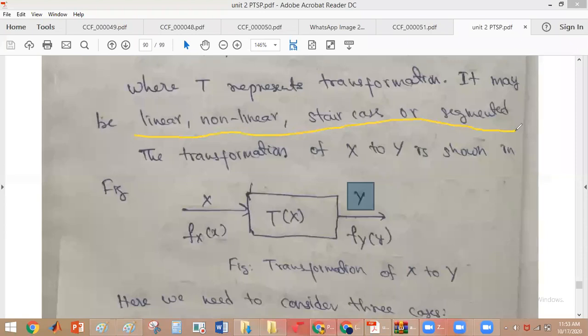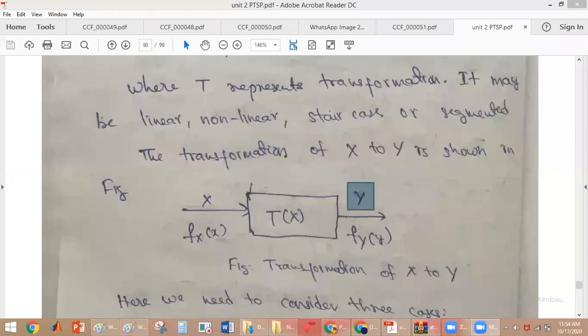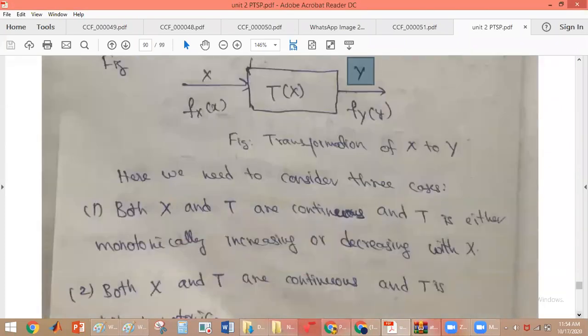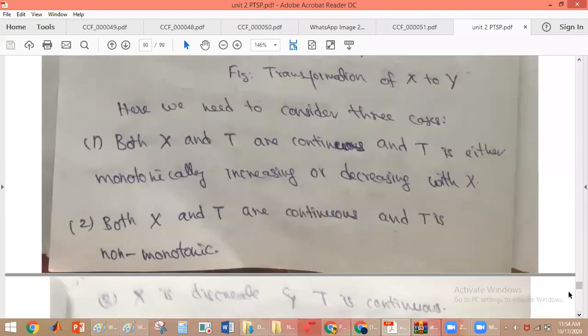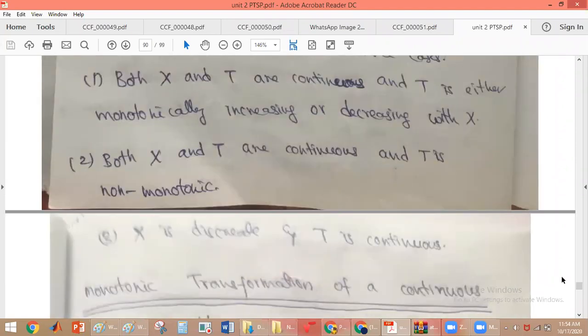So if T is linear, meaning T is monotonically increasing or decreasing, and x and T both are continuous, in that case how do we get y? That is our first case. For example, if T is non-linear, so it is non-monotonic, and x is continuous, in that case how will we get y? That is the second case. And the third case is that x is discrete, T is continuous. These are the three cases we are going to discuss.